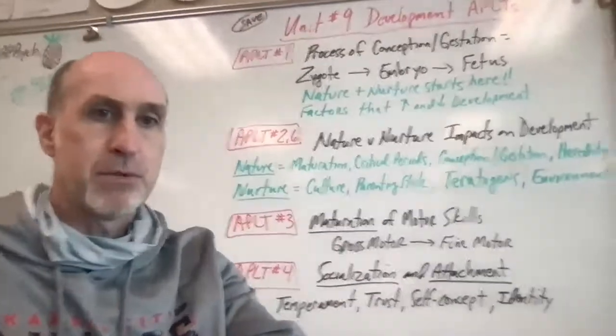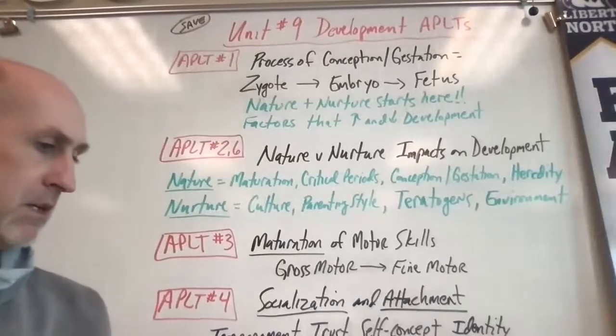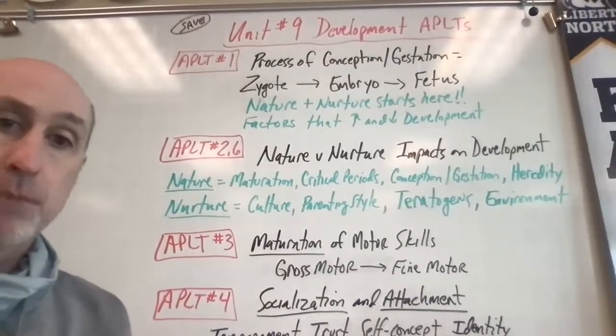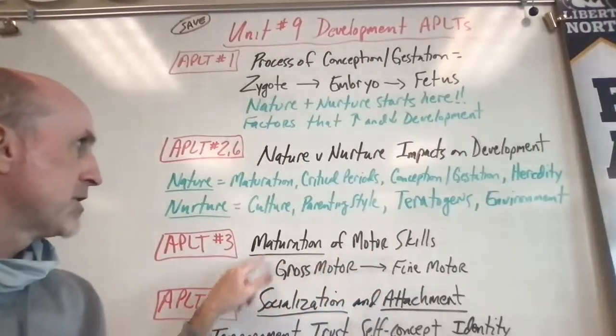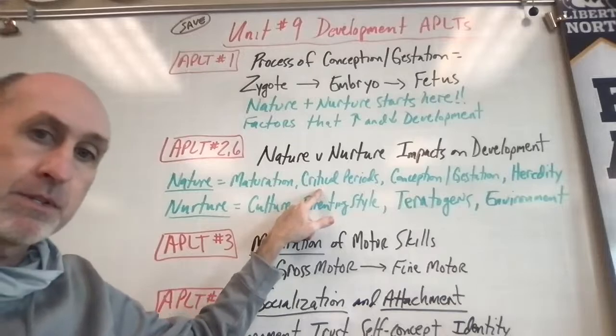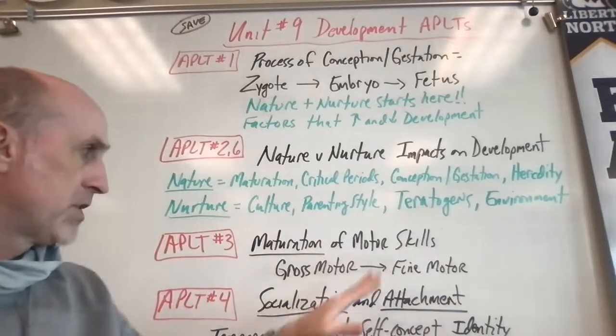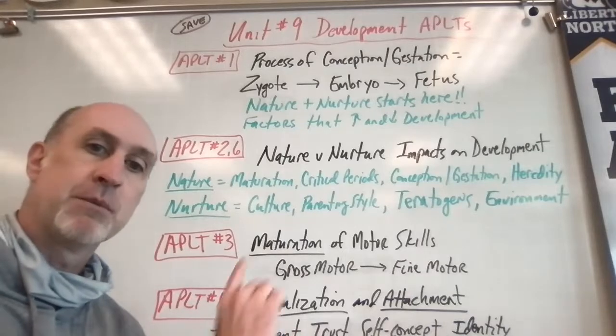AP Learning Target number 3 is discuss maturation of motor skills. So again, the development of motor skills is maturation. So it's biologically governed by the brain. And there are critical periods. But generally what you kind of need to know from the book is that we develop our gross motor first, and then we develop our fine motor.